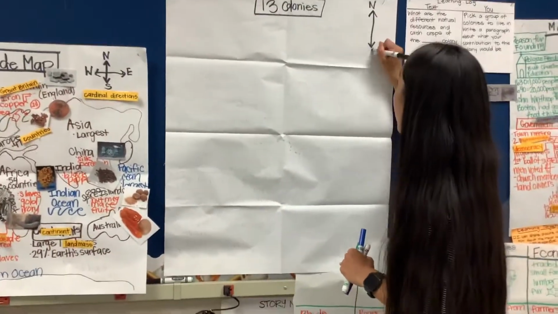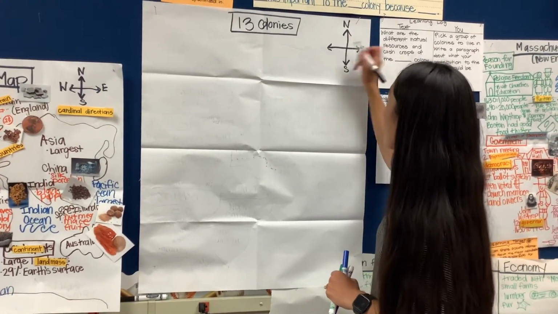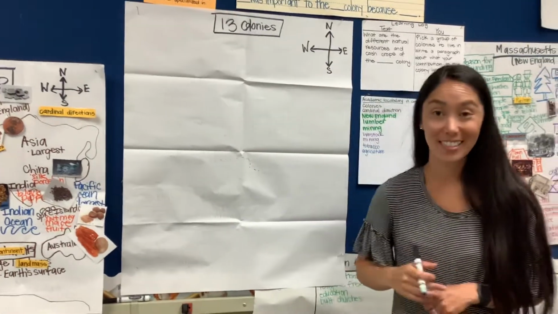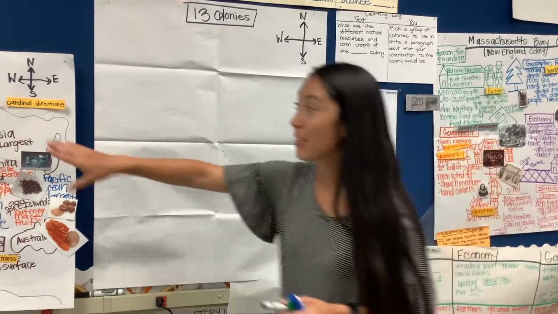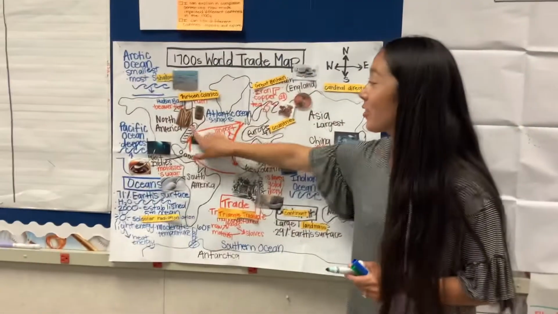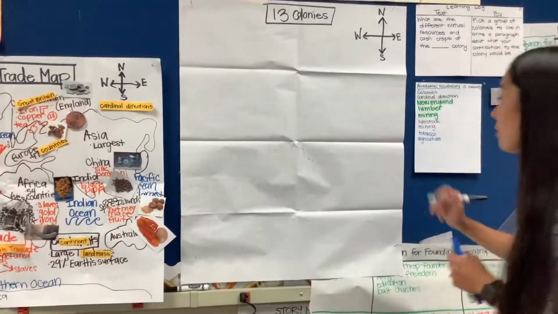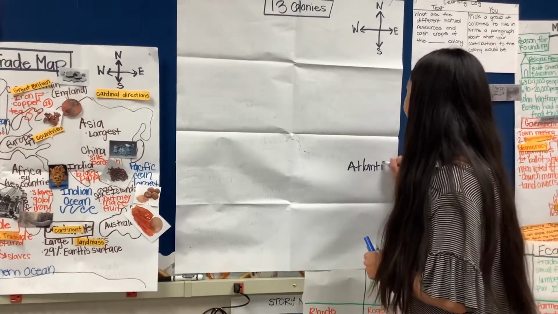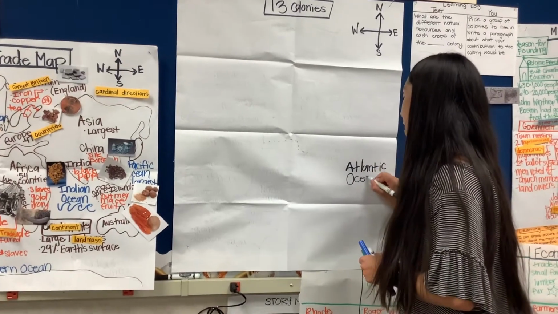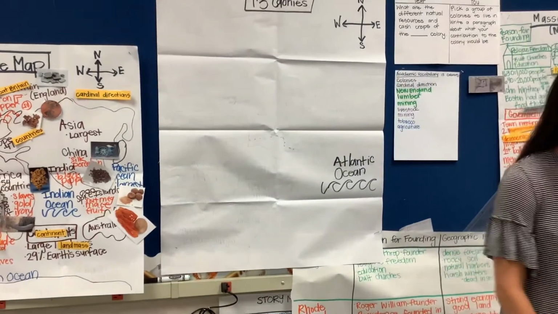So this is my 13 colonies map, and since it is a map, I'm going to add in my cardinal directions of north, south, east, and west. We are taking this right from our first graphic organizer, the 13 colonies right here in North America. I am zooming in, and we're going to make a map of the 13 colonies. So I'm going to label this ocean the Atlantic Ocean. The Atlantic Ocean is east of these colonies.